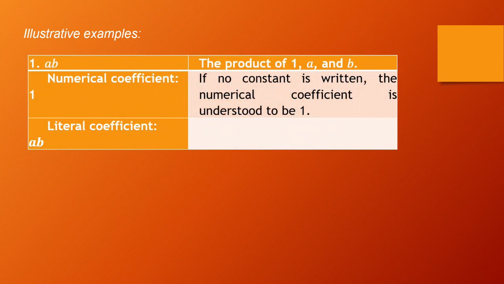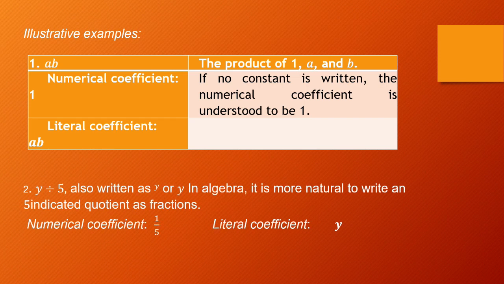For example number 2, y divided by 5, also written as y over 5. It is more natural to write an indicated quotient as a fraction. So the numerical coefficient is 1/5. The literal coefficient is y.